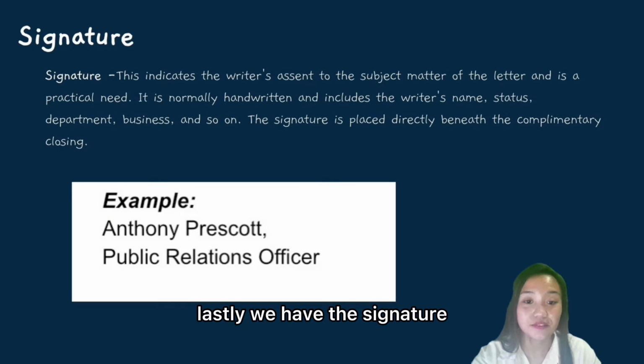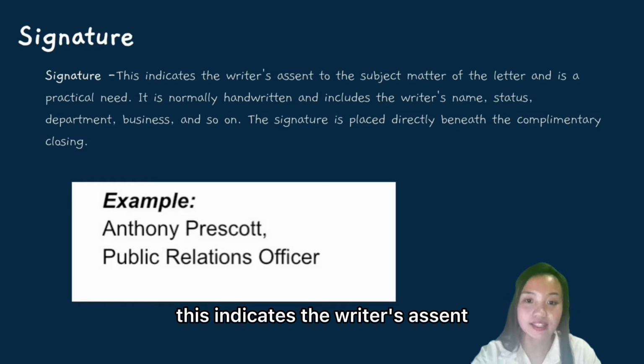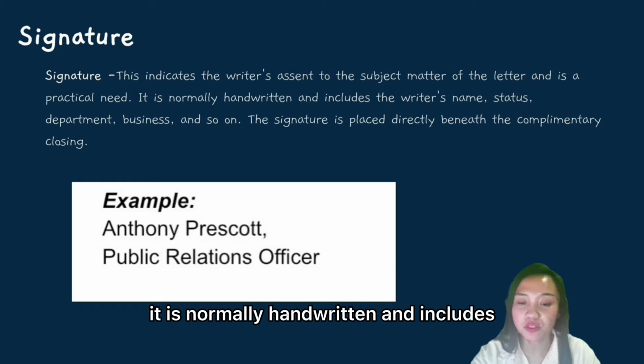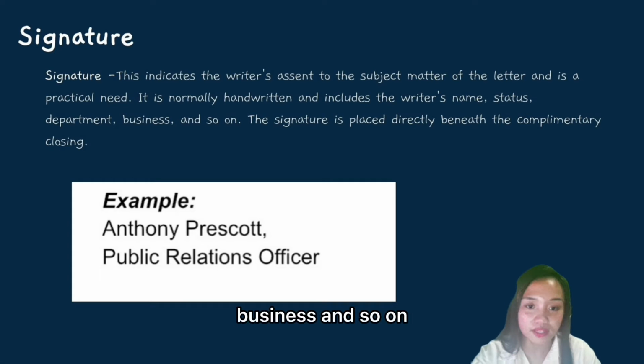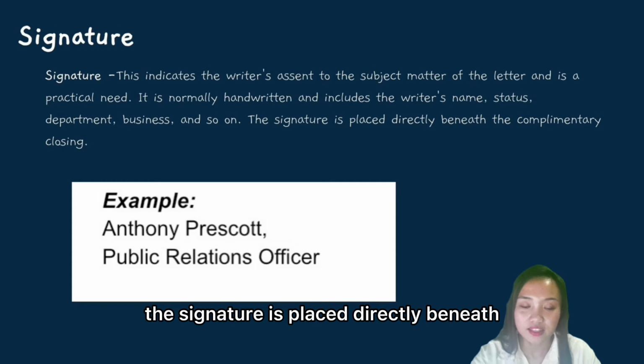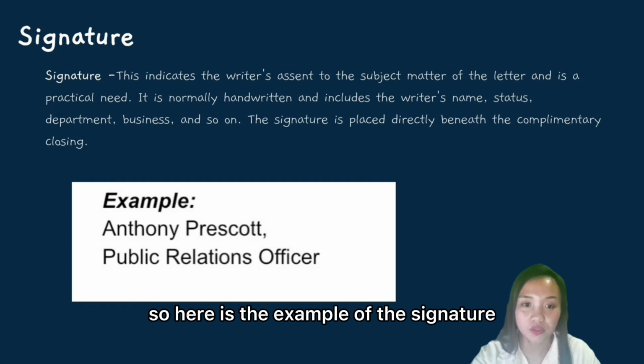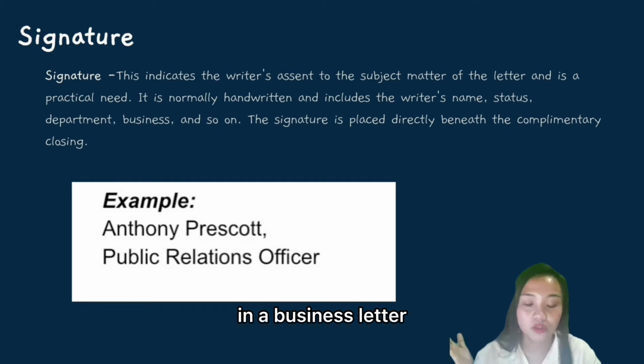Lastly, we have the signature. This indicates the writer's assent to the subject matter of the letter, and it is a practical need. It is normally handwritten and includes the writer's name, status, department, business, and so on. The signature is placed directly beneath the complimentary closing. So here is an example of the signature in a business letter.